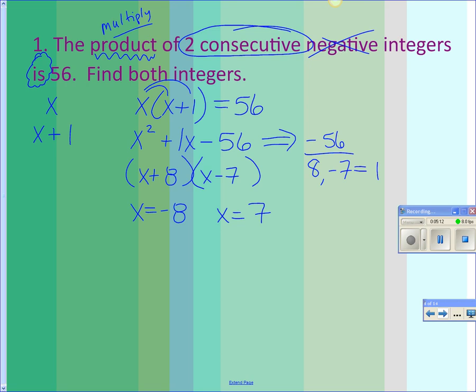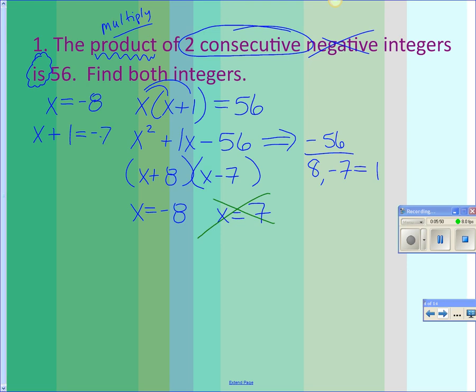For this one, you have to go back and read the problem and see what they want. Do they want the negative answer or do they want the positive answer? They want the negative answer. So you're going to cross out x equals 7, and your answer is the negative one. So x equals negative 8. See where it says find both integers? So look, I'm going to put x equals negative 8. What is negative 8 plus 1?